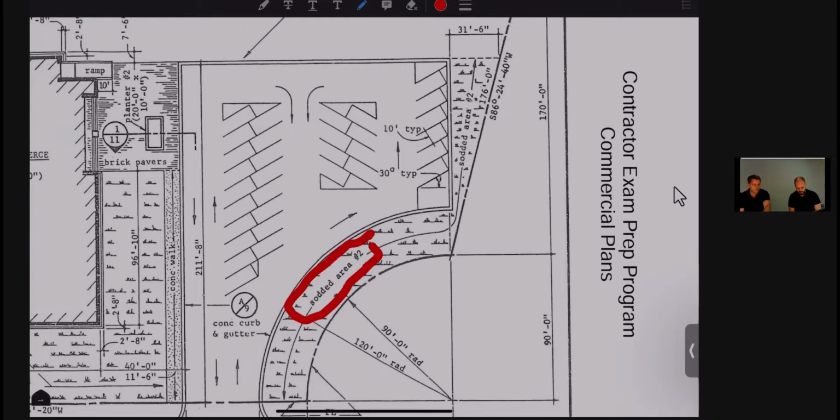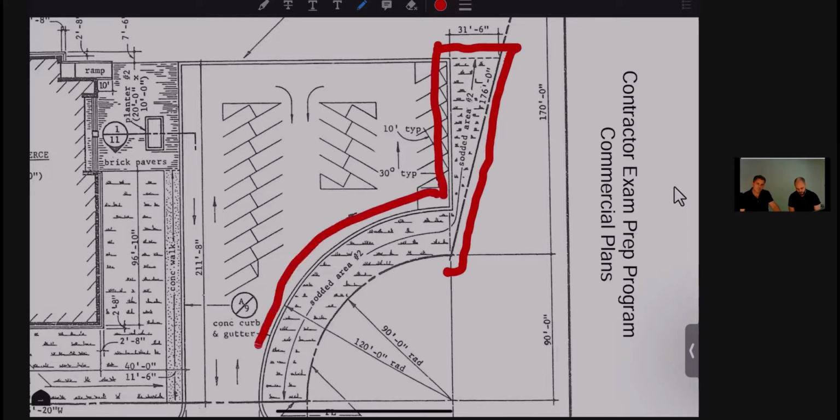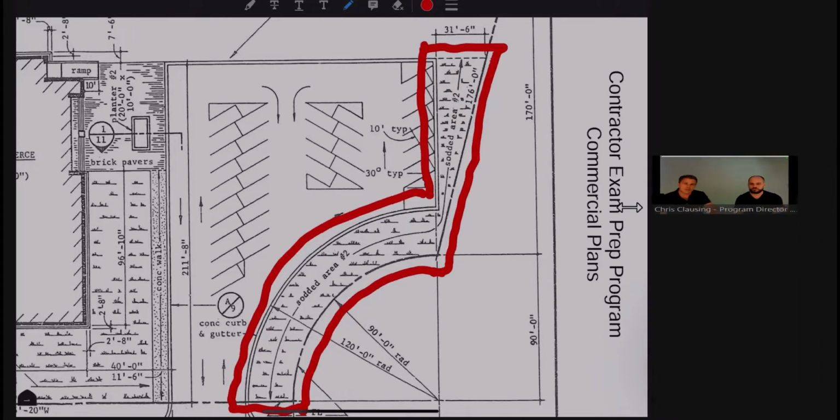Remember when we're looking at site plans, or any plan, we're going to be looking for our notes. For sodded area 2, we've got a note here with an arrow, and it goes all the way from here to here. So we're going to be looking at this part here, which is a triangle, and this part here, which is a portion of a circle. Kind of weird shapes, a little complicated when you look at it, but it's actually pretty simple. You just got to break it down. So let's break it down.